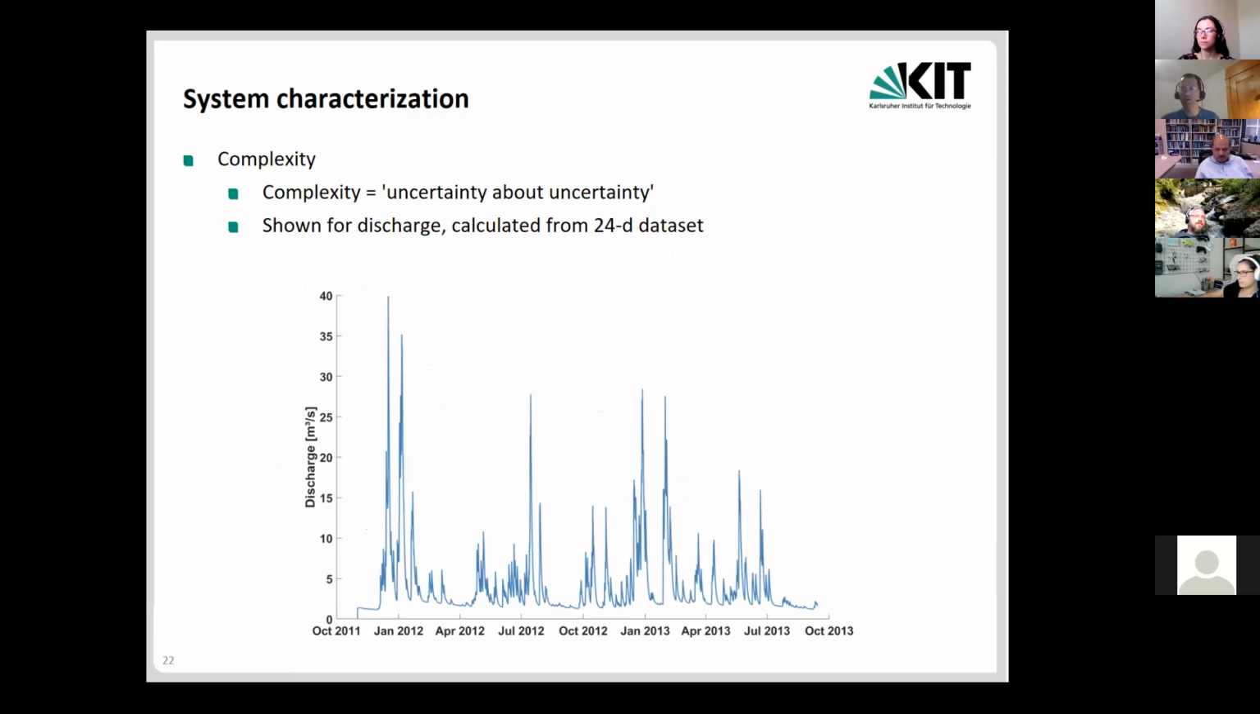Yeah. You could have a chaotic system where uncertainty is always high, but it's always at the same level, very high.